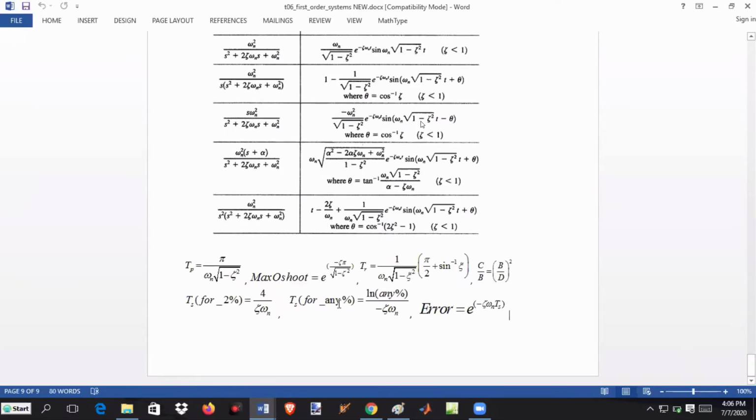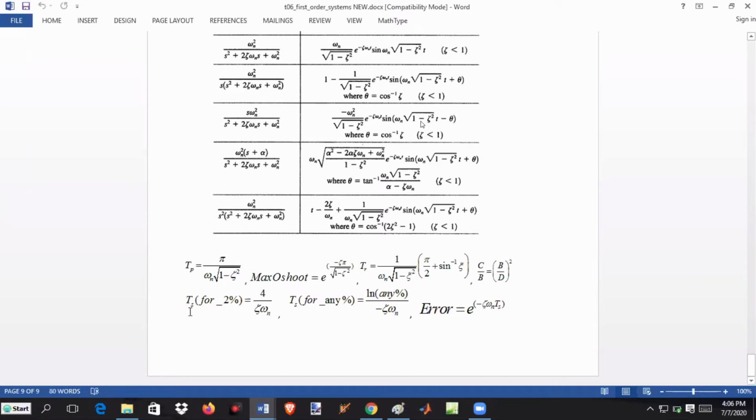Just remember, you don't go and search for the formula, you don't go and memorize it. This formula here, TP, the peak time. TS is settling time, S is settling. I think you did it in the lab also. TP is peak time.